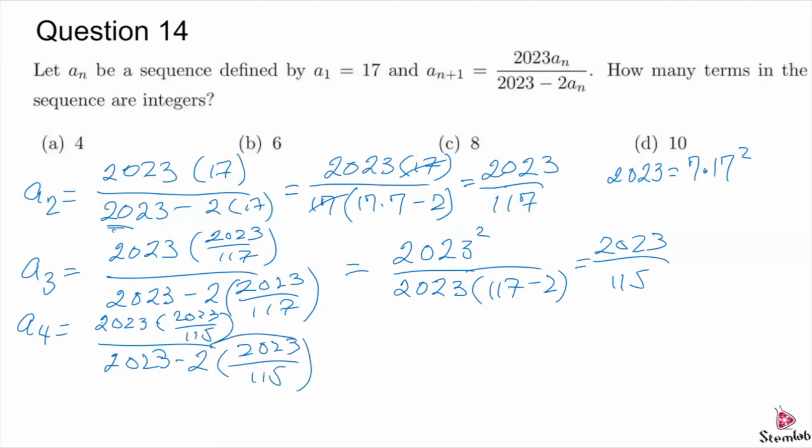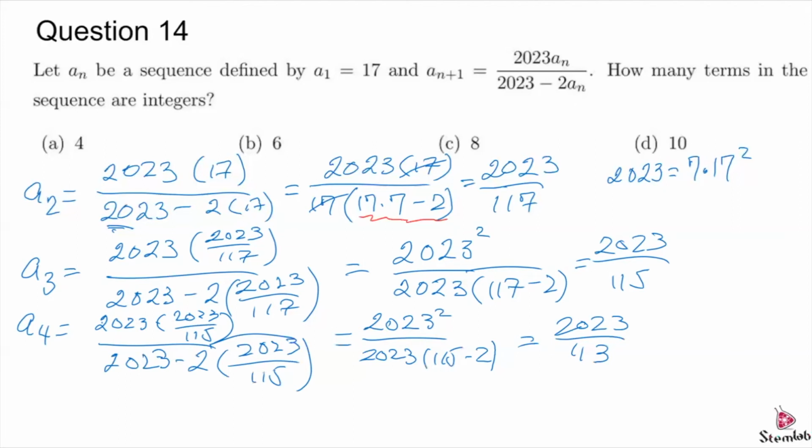So same thing, we'll put them both over 115. The 115s will cancel. You end up with 2023 squared all over 2023 times 115 minus 2. So that's 2023 all over 113. So what you notice is we end up with basically the denominator having 119 minus 2, 117 minus 2, 115 minus 2, and it holds as we go forward. It will be 111 next, 109.